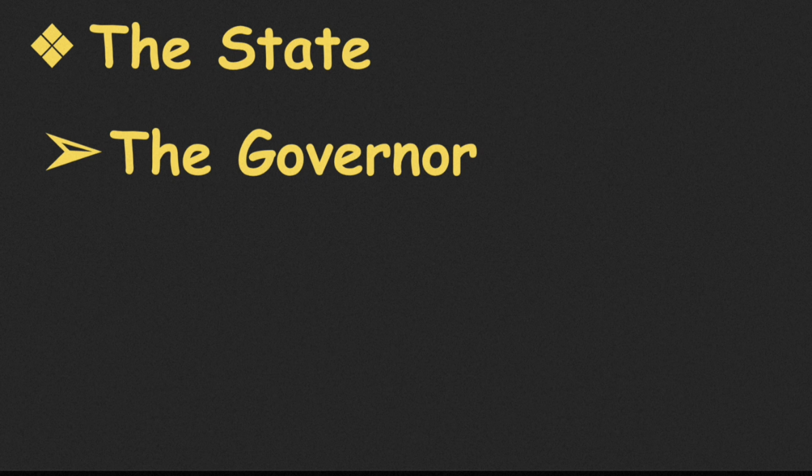Now there is a question discussed: why is the governor appointed, why is he not elected? There were three views discussed in the Constituent Assembly. The first view was that the governor be directly elected by the people. The second was that the governor be elected by the MLAs of the state. And the third and last view was that the governor be appointed by the president.